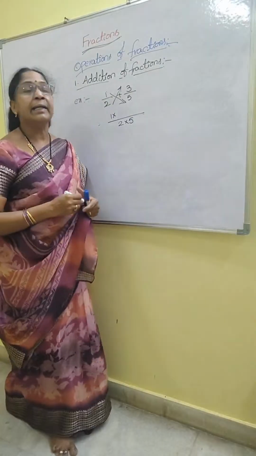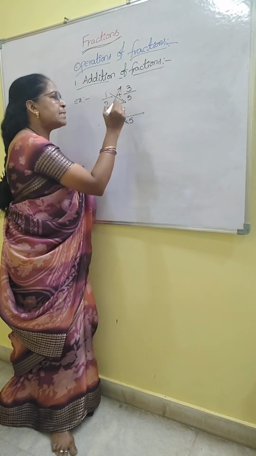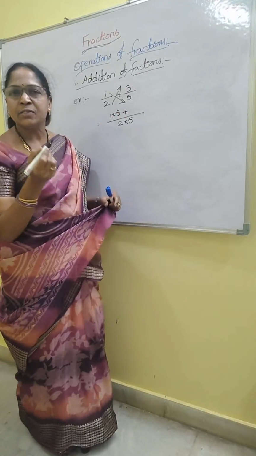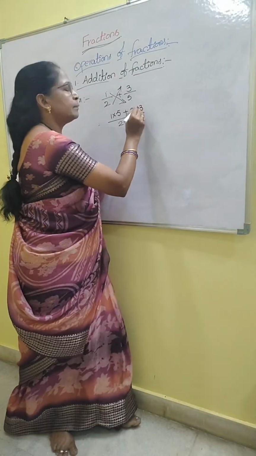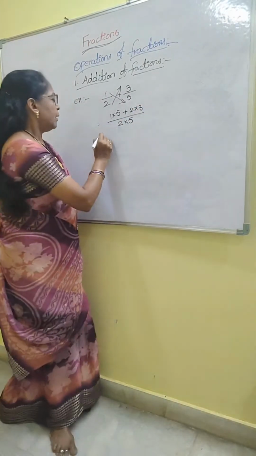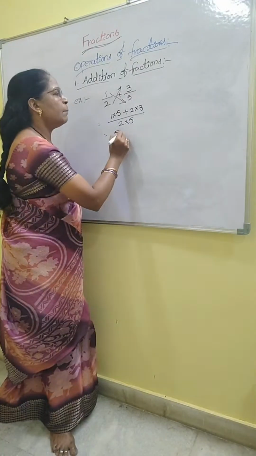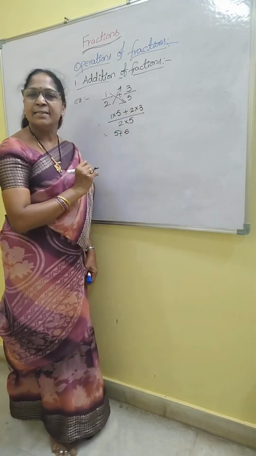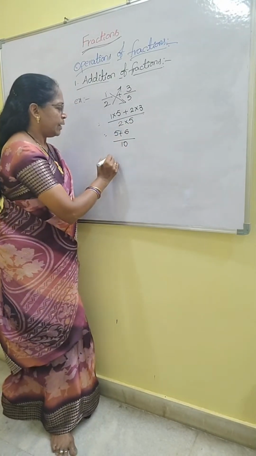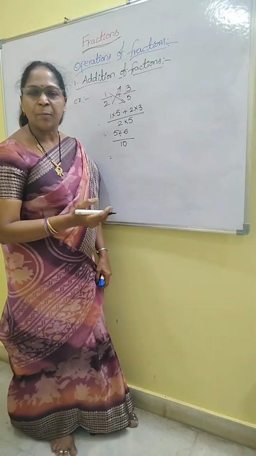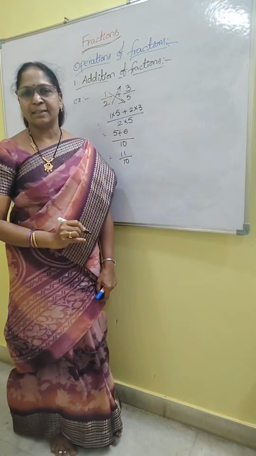Here you are writing in cross: 1 into 5. Here plus is there, we also have to write plus. And here 2 into 3. Now multiply: 1 5 is 5, plus 2 3 is 6, divided by 2 5 is 10. Now 5 plus 6 equal how much? 11. 11 by 10. This is the answer.